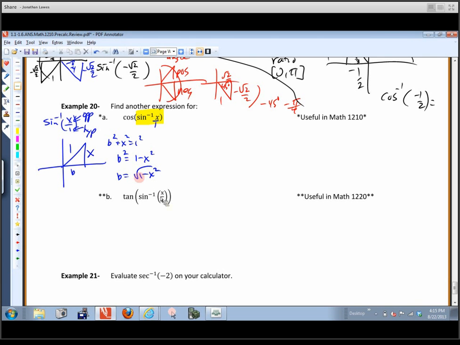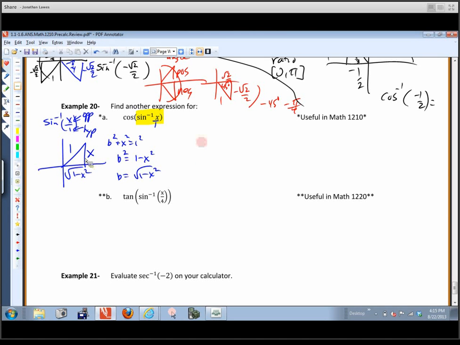Now, I don't need a plus or minus on here because you remember we are in quadrant 1 or 4. This horizontal component, this x coordinate here, is always going to be positive. So this is square root of 1 minus x squared. So here's what we're dealing with.